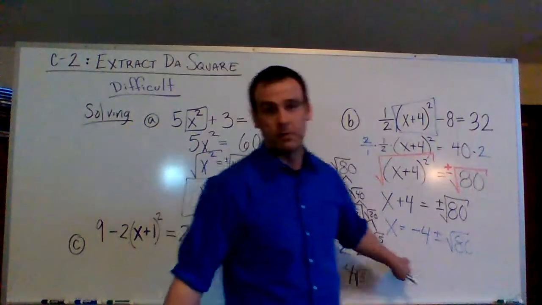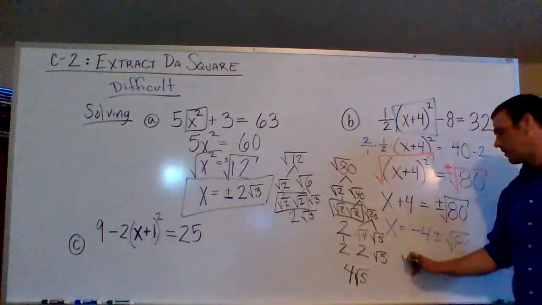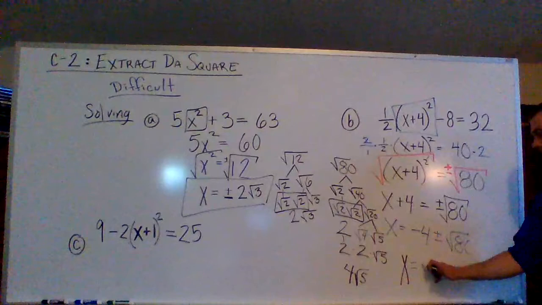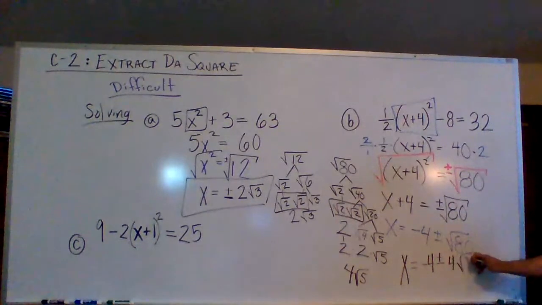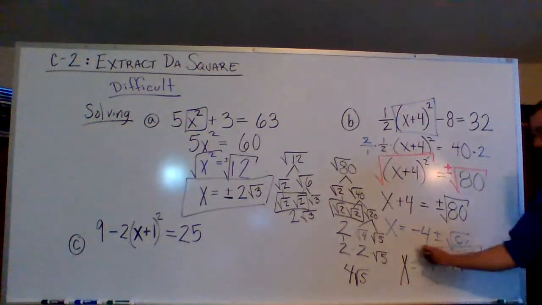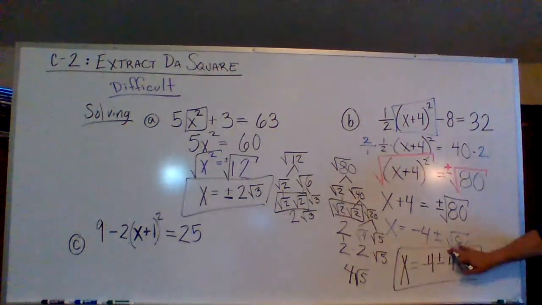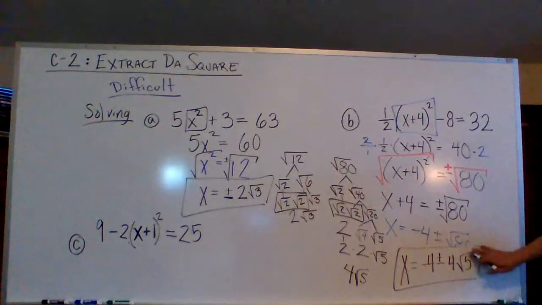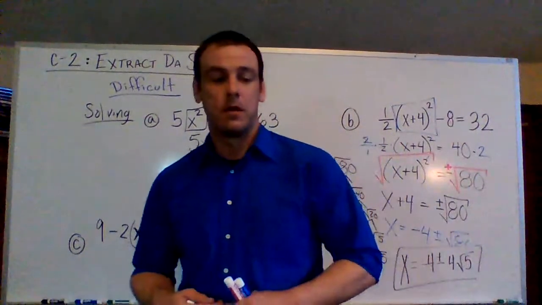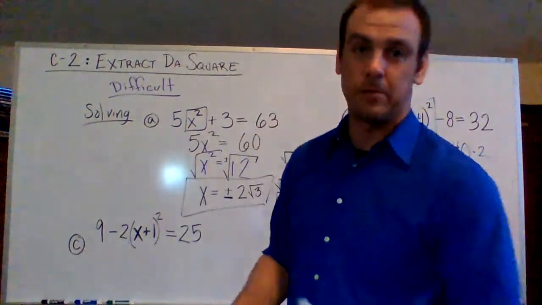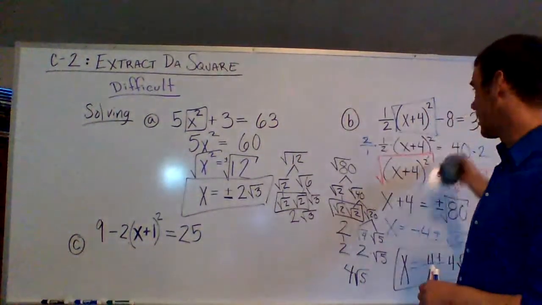So my answer way over here is going to be x equals -4 plus or minus 4 square roots of 5. All right. There you have it. It doesn't reduce anymore. Okay. We got one last and final problem, then you guys should be able to handle all of your homework tonight.